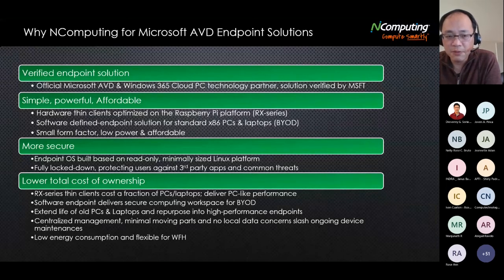Okay, so I think based on all these different combinations, the solution is fully validated, is optimized. The solution is more secure. And if we look at the total cost of ownership, we help streamline the IT operation for people to get to the cloud with AVD. And at the end of the day, we help them to slash cost.